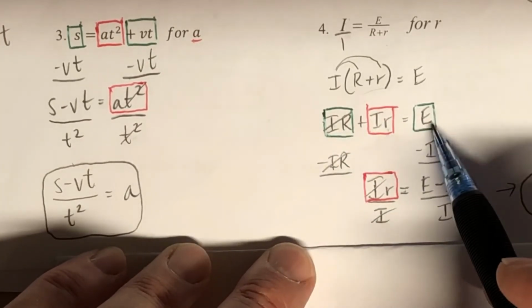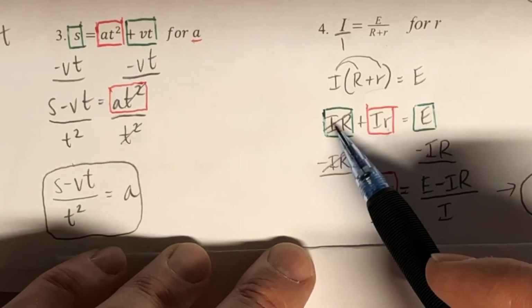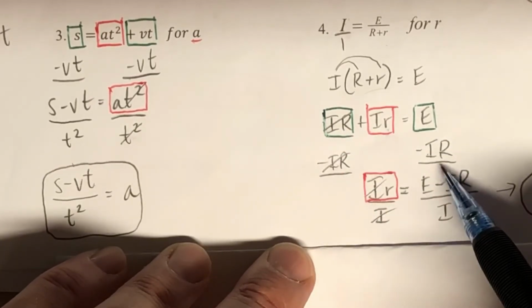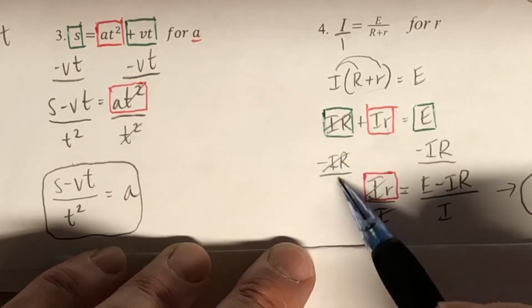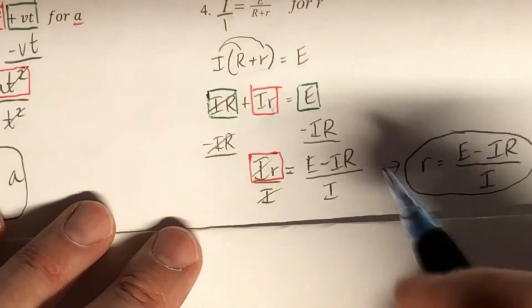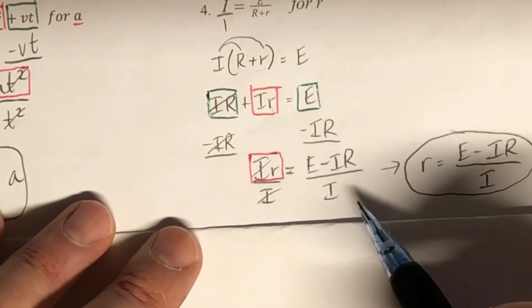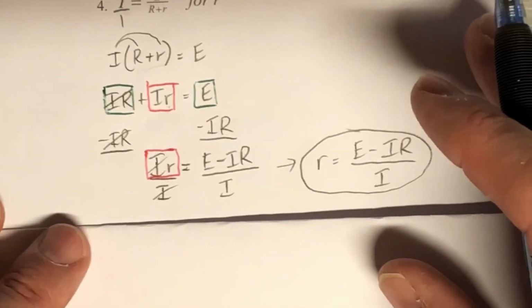So the green ones need to be moved to the opposite side of where the red one is. Again, since IR is positive, you subtract it over. If this had been negative IR, you'd add it over, for example. Just a reminder there. Then we need to divide out the I, and so we get this right here.